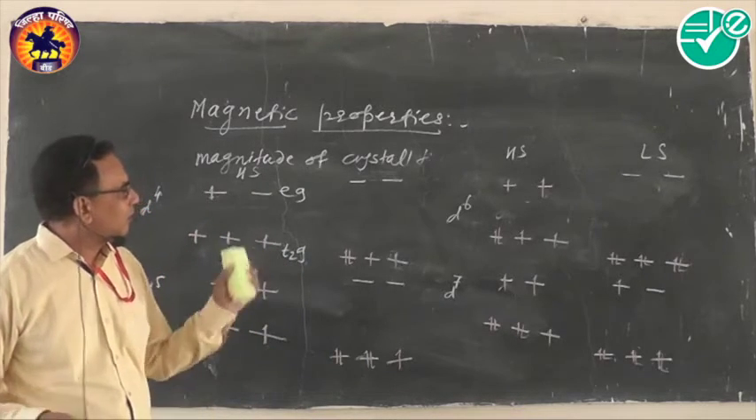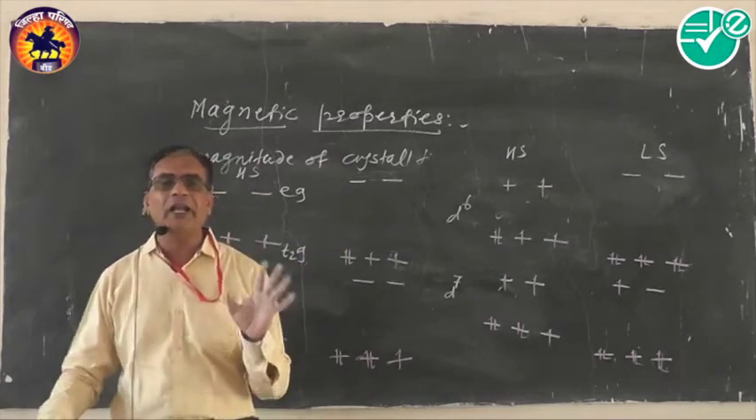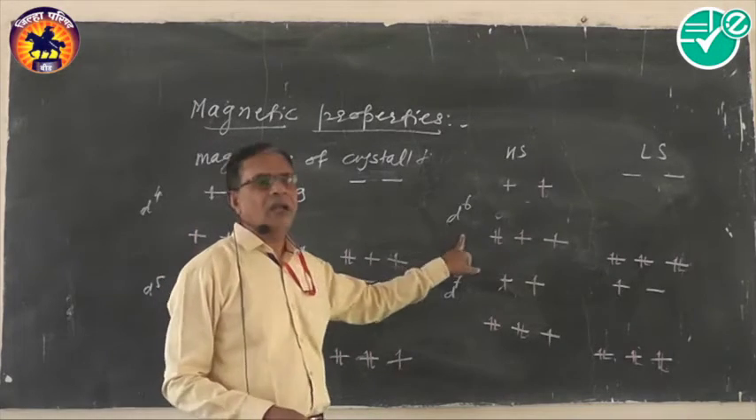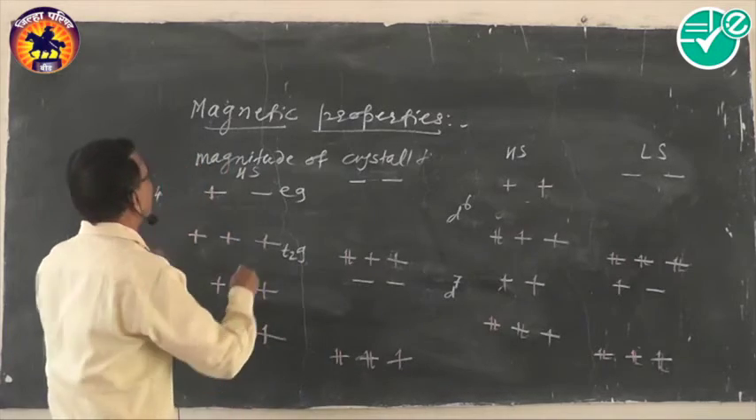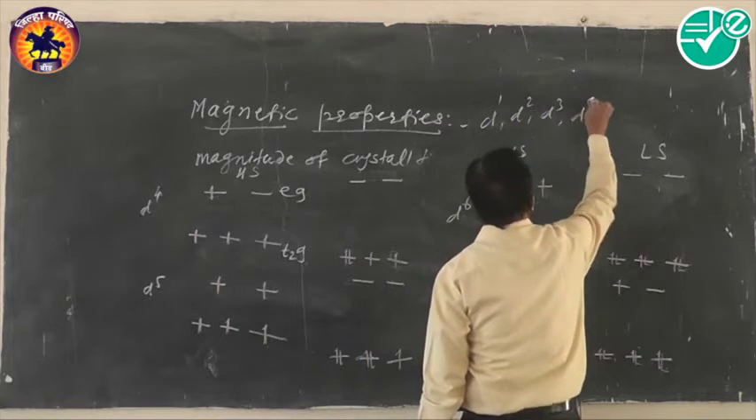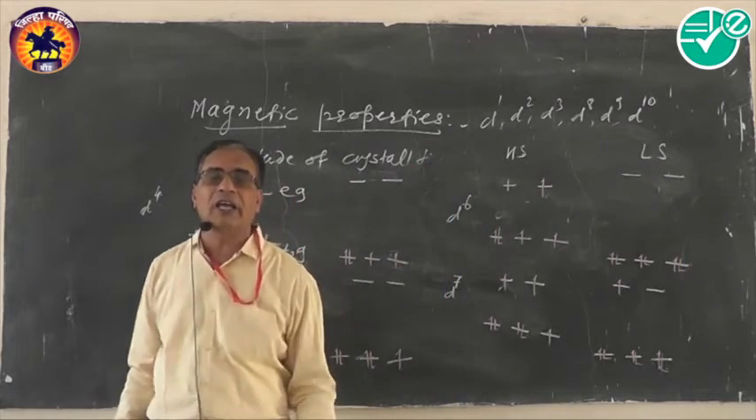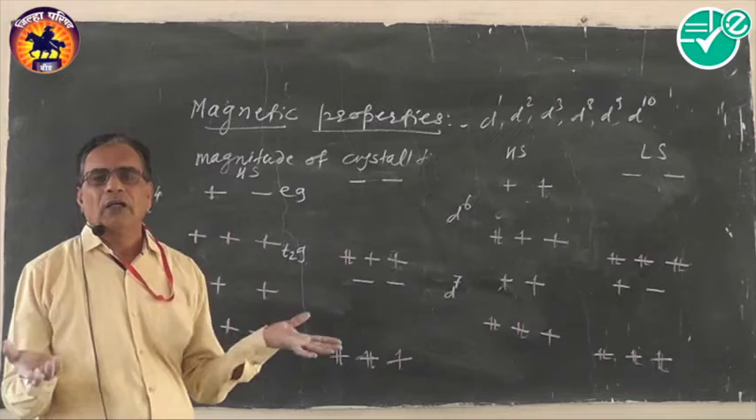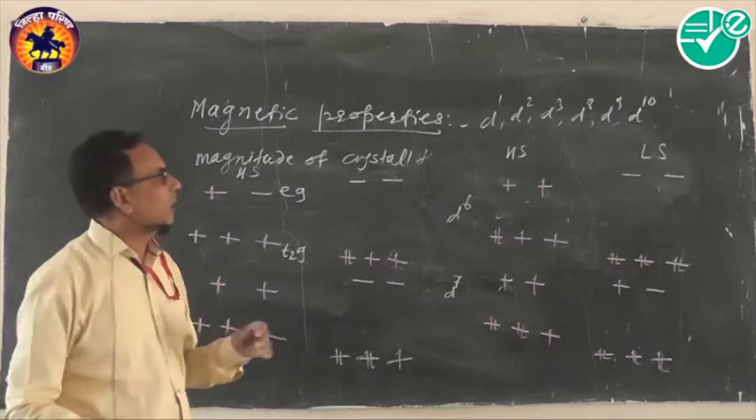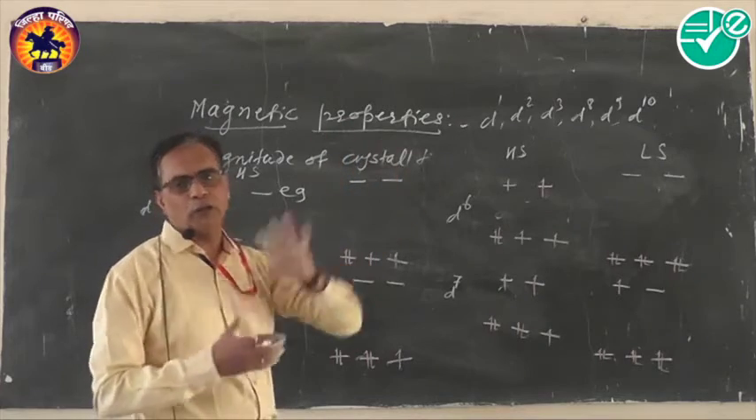So from these cases, that is d4, d5, d6 and d7, high spin and low spin complexes are observed. In d1, d2, d3, d8, d9 and d10, there is no such problem. There is no differentiation into high spin and low spin, because the electronic configuration is the same in case of high spin or low spin complexes. Their magnetic properties are the same, hence there is no differentiation as high spin and low spin complexes.